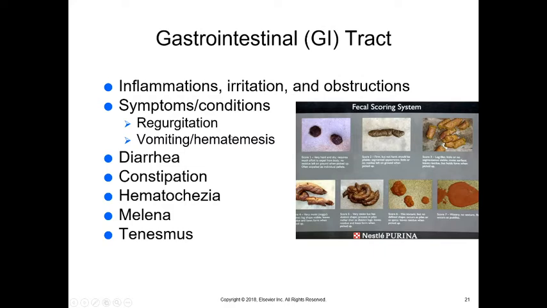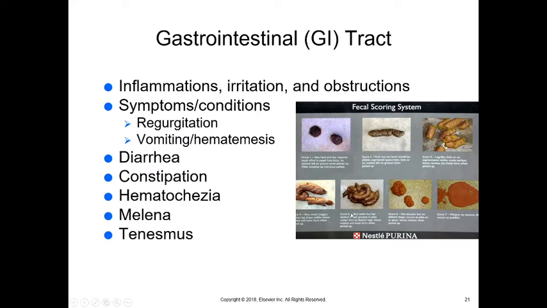Regurgitation simply means they're bringing it up from their esophagus. It hasn't really gotten into their stomach yet. And then vomiting means that it's actually being brought up from their stomach or their upper GI, duodenum, upper intestinal system. There's a difference, and it's important to know the difference because there are certain diseases that go along with regurgitation versus vomiting. They're very, very different.